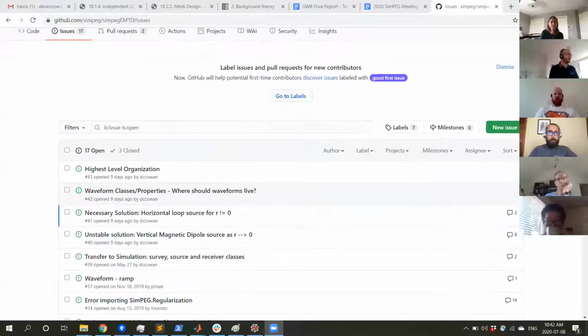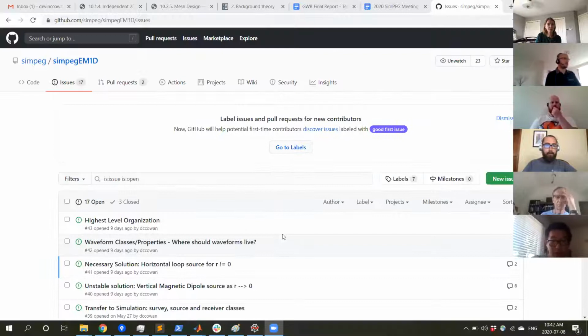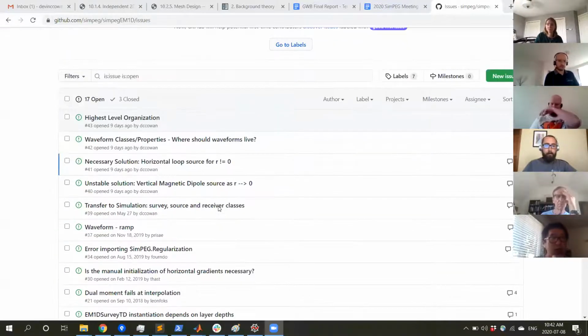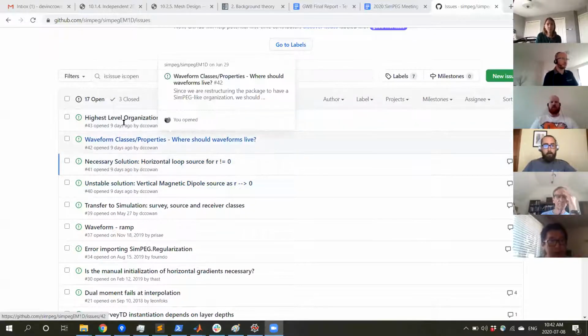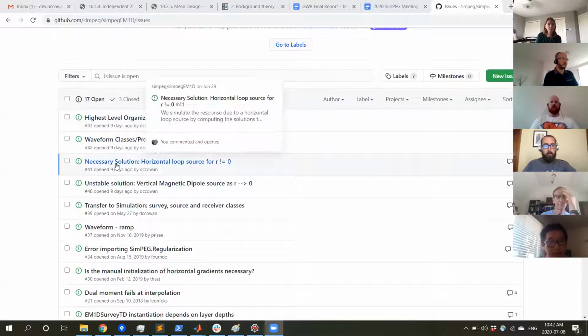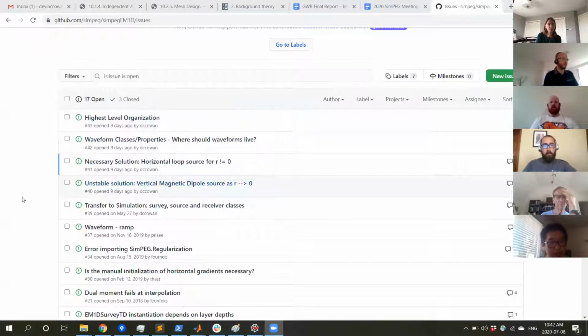So you should be looking at the SimPEG EM1D repository. I put the issues in there, and I put 4 main issues, at least to start. There were a couple of unstable solutions, or solutions that we didn't have, for the horizontal loop. We could only do it on the axis. And for the vertical magnetic dipole, we could not put it on the axis. So we have a couple of solutions that we'd like to have.